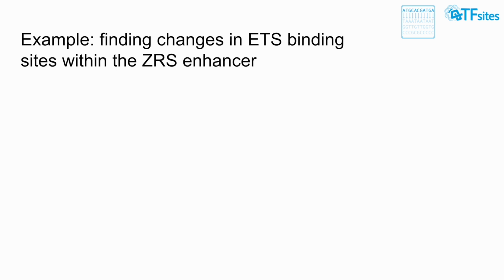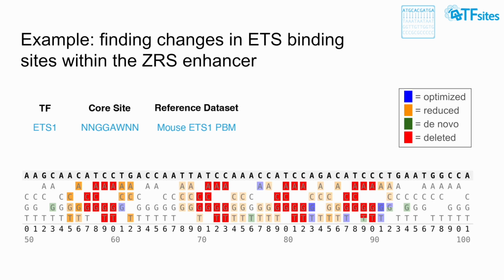For example, we can use the ZRS enhancer again to look at saturated mutagenesis for ETS. We can use the mouse PBM affinity data as we did before, although we could also use PWM data or other types of affinity data as well. And here's what our analysis would look like.